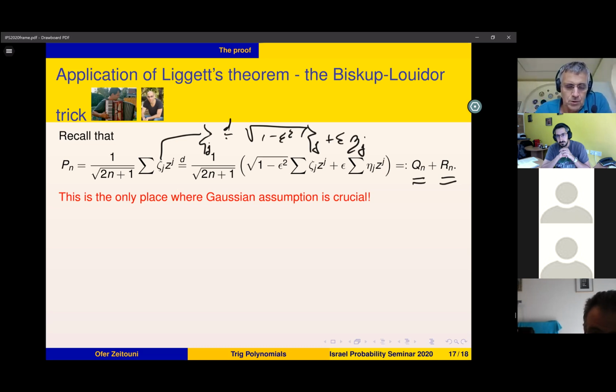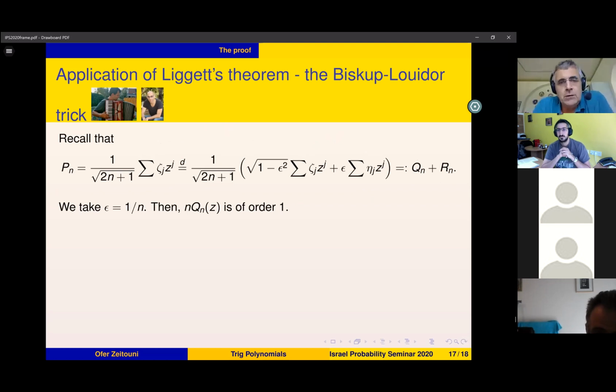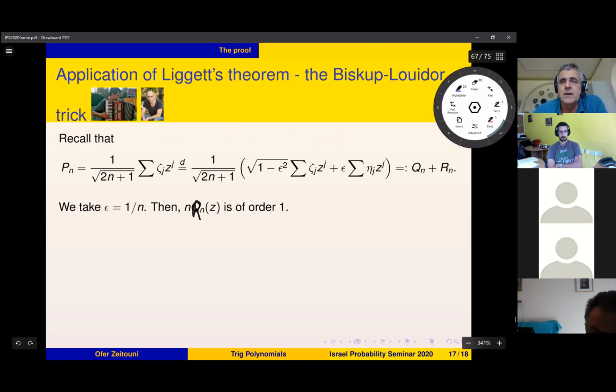Good. So we have that. And we are going to take the epsilon to be 1 over n. And in that case, you can check that n times Rn is of order 1. That's just a variance computation.